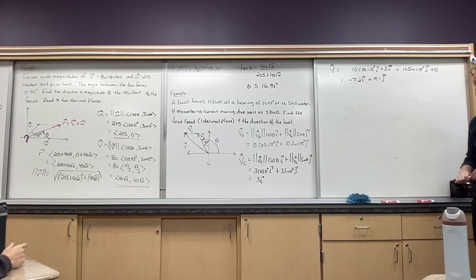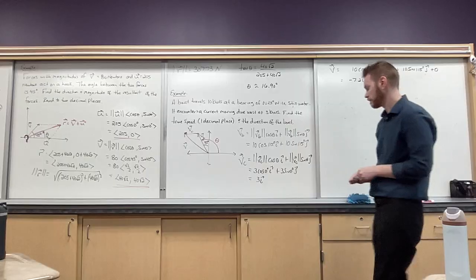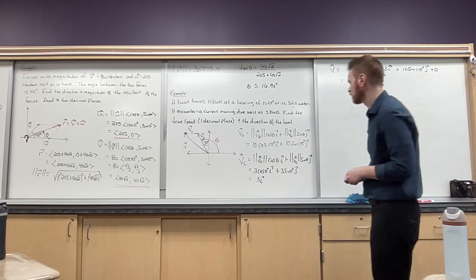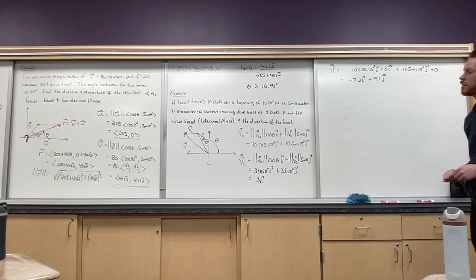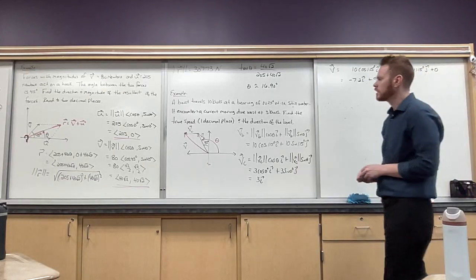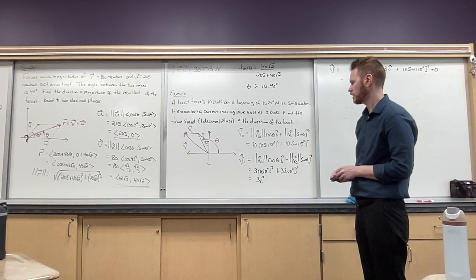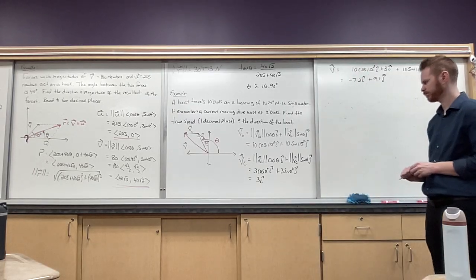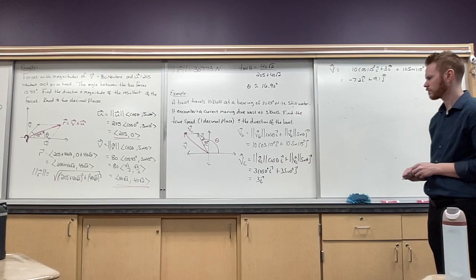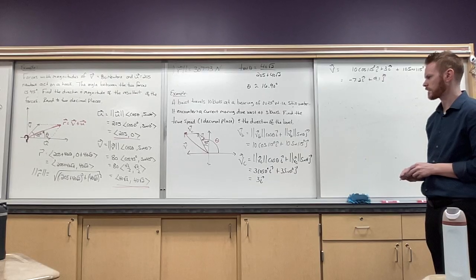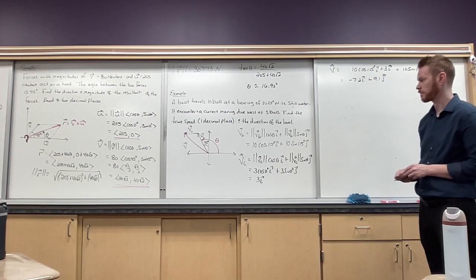Yes? Why is the 3i positive? Say it again. If it's in quadrant 2, why would the 3i be positive? If it's going that way, would the angle be 180? Since it would be resting on the x-axis in quadrant 2, I would say yeah, it would be 180, which would make it negative 3. Thank you.